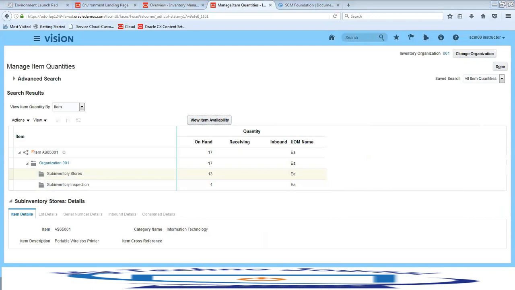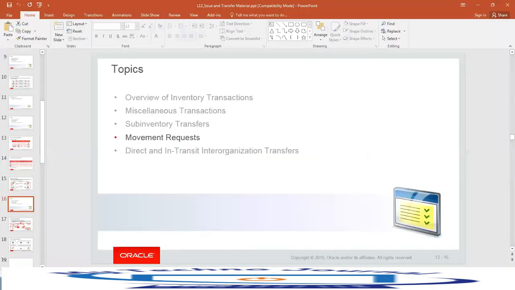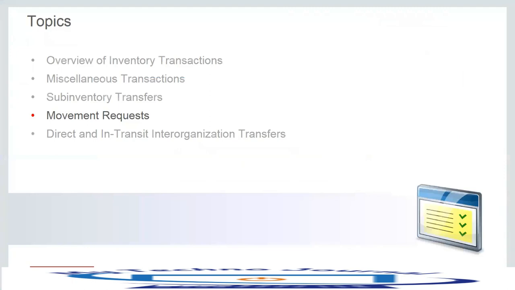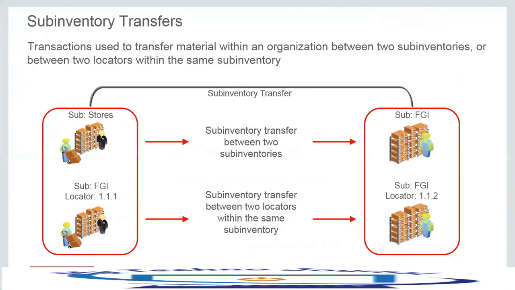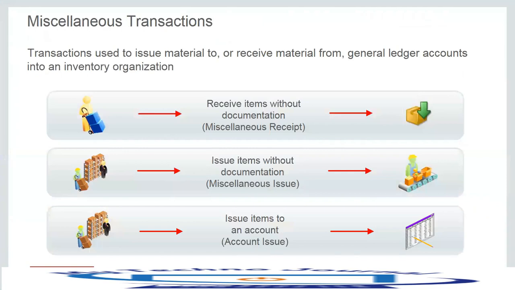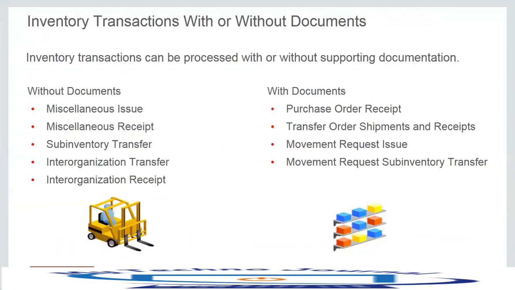So let us go back to the presentation and go towards the next topic, which is on movement request. So remember, this is one of the very important slides which we have discussed earlier: the transactions without documents and transactions with documents. So far we have checked the transactions without document, that is miscellaneous issue and sub-inventory transfer. So let us check the ones which require a document, that is the movement request.